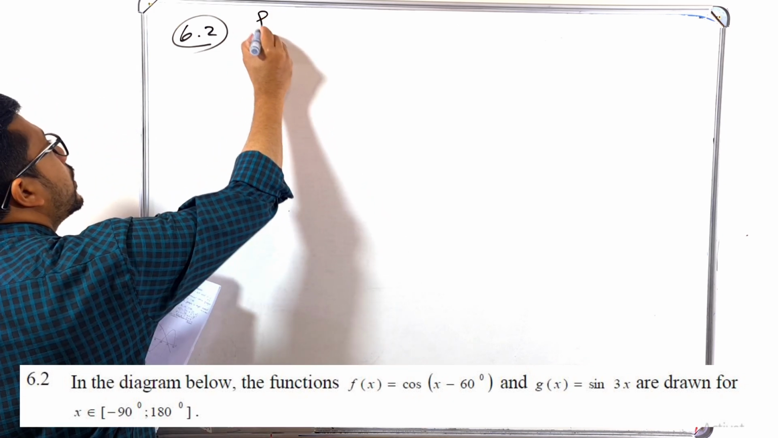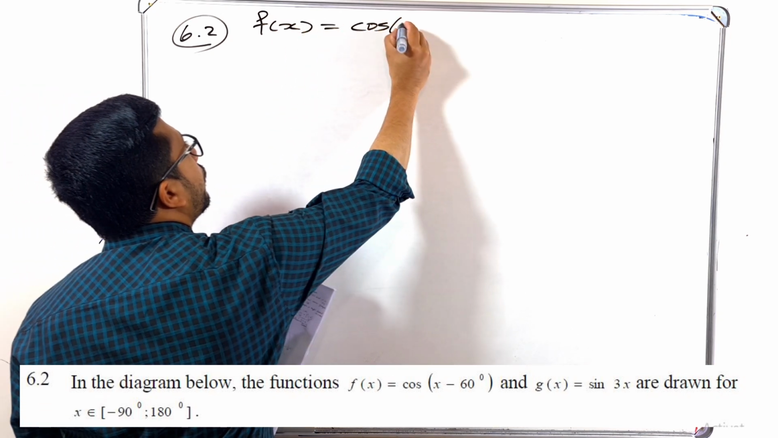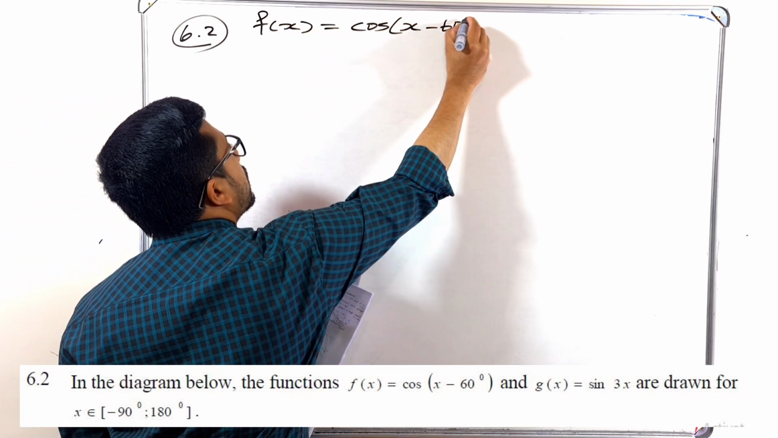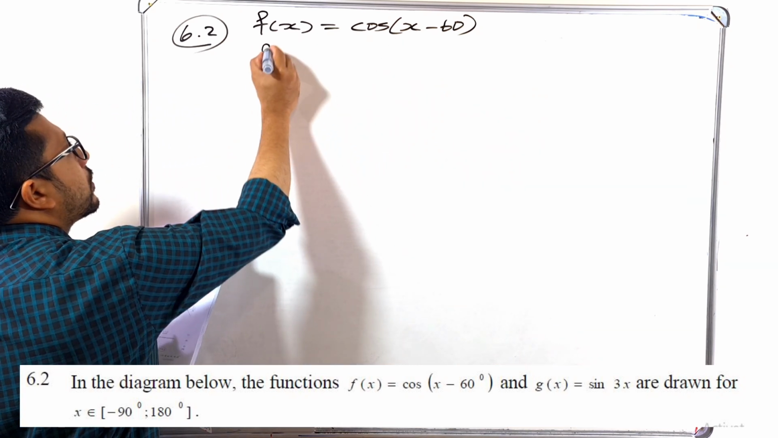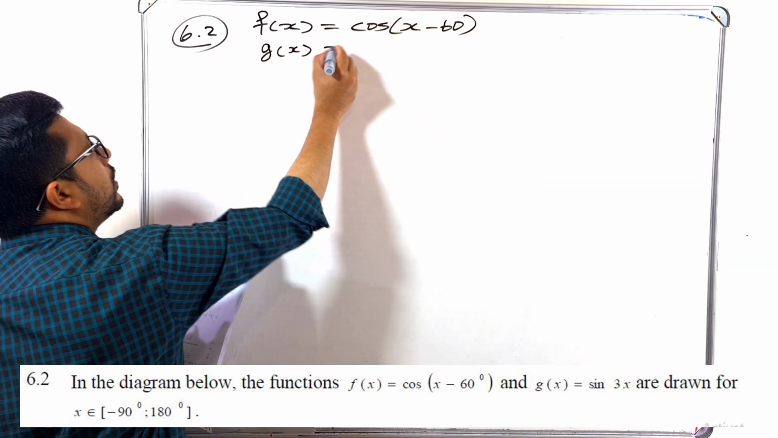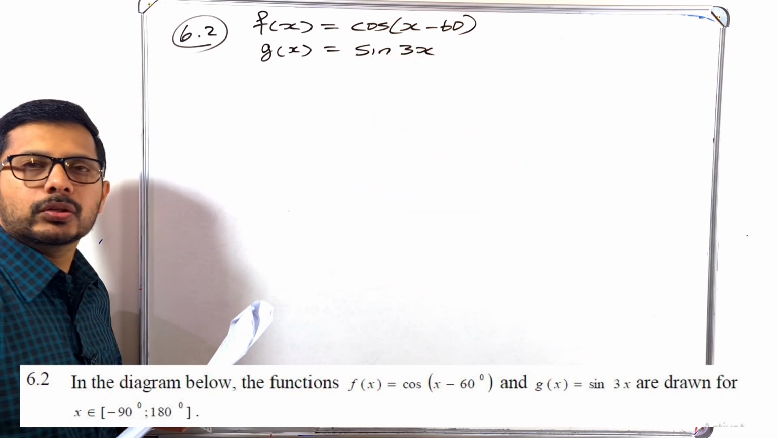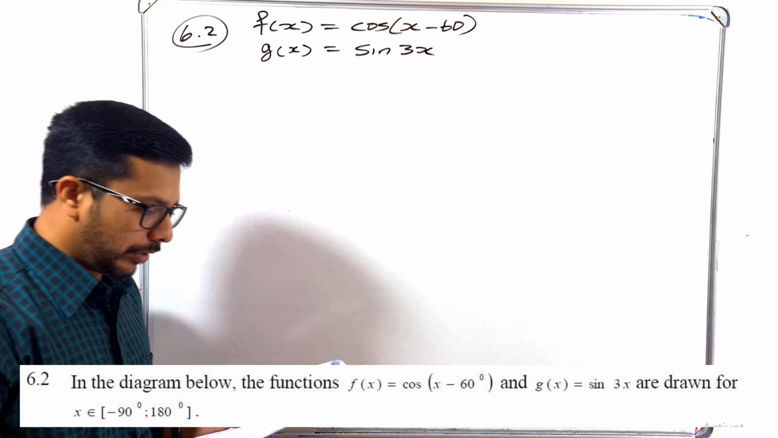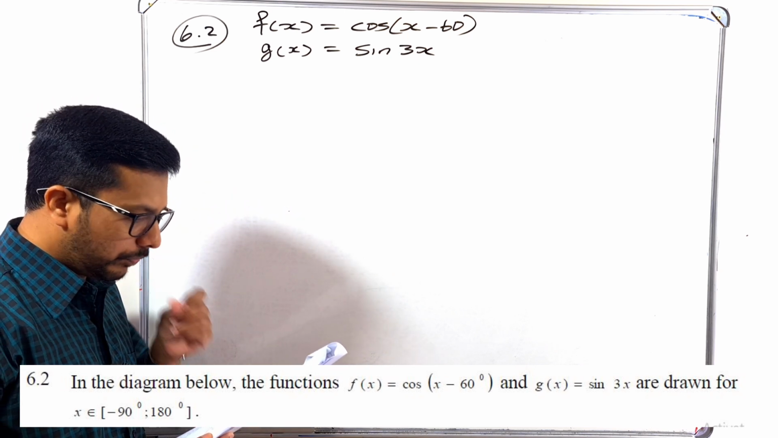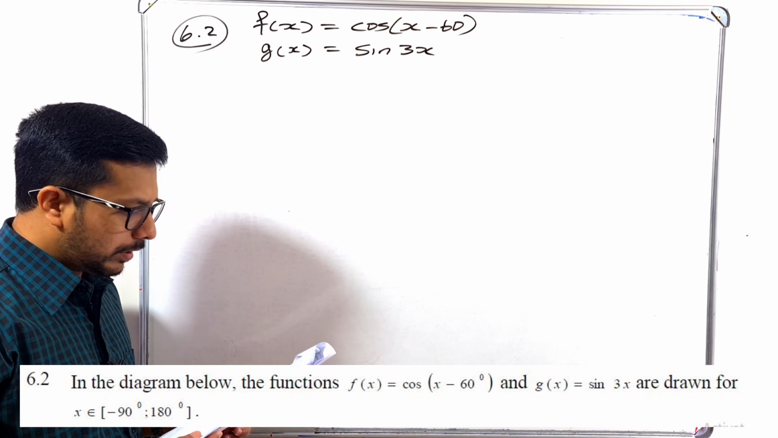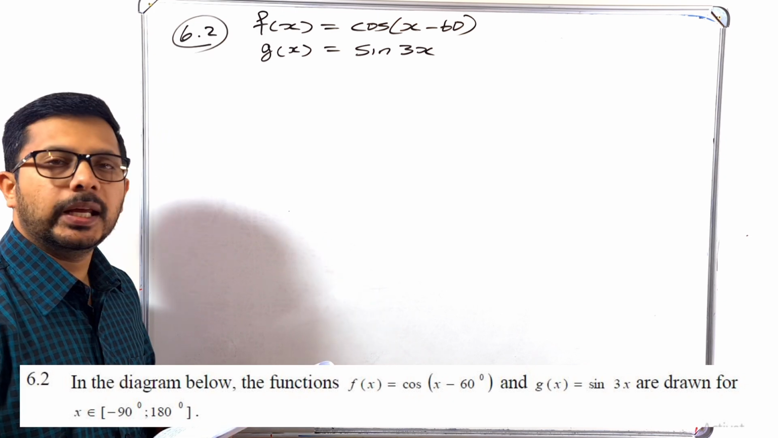So there is a function given like this. F of x is equal to cos of x minus 60 and g of x is equal to sine 3x. So there are two functions given, one is f of x and the second one is g of x, drawn for x is an element of minus 90 to 180.